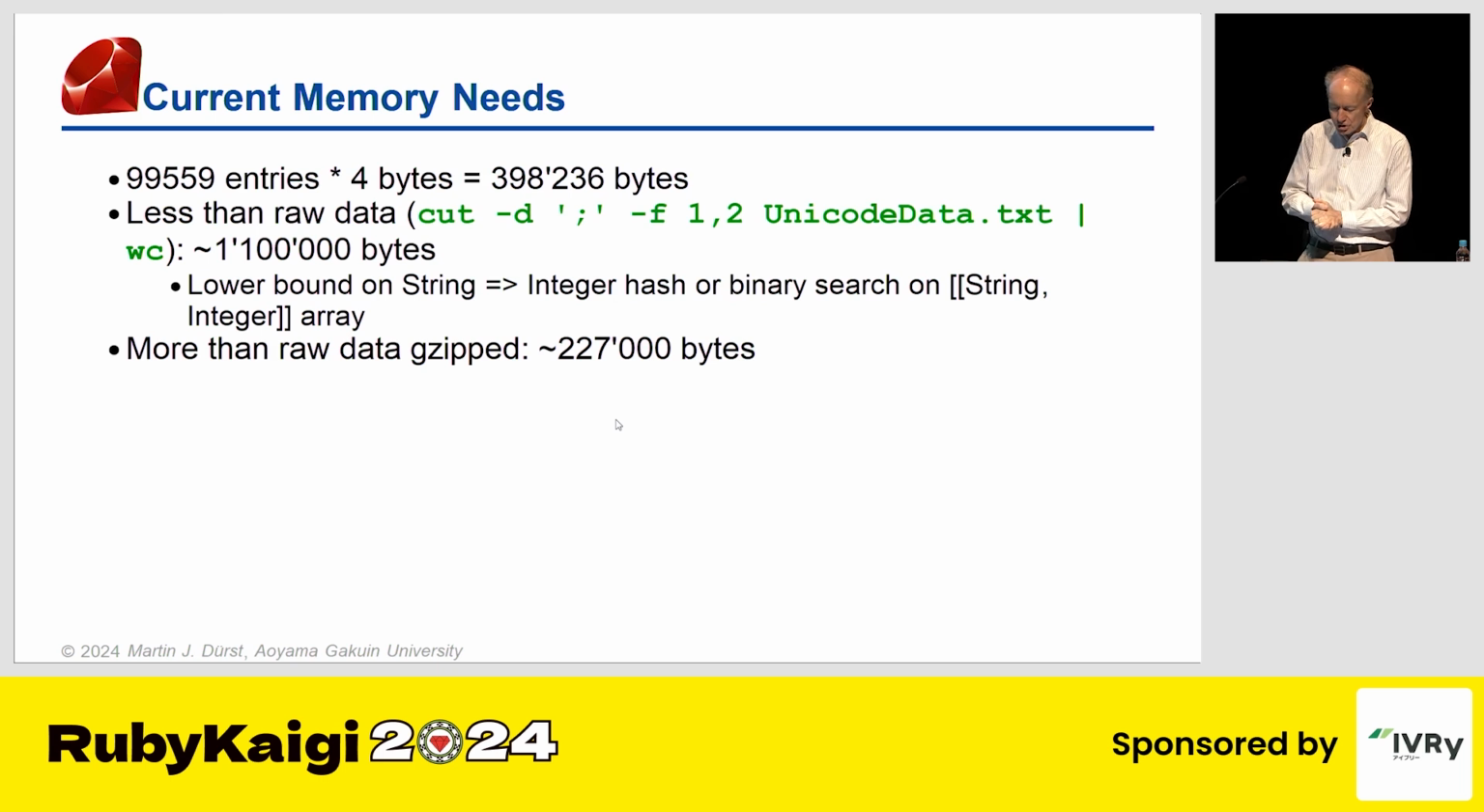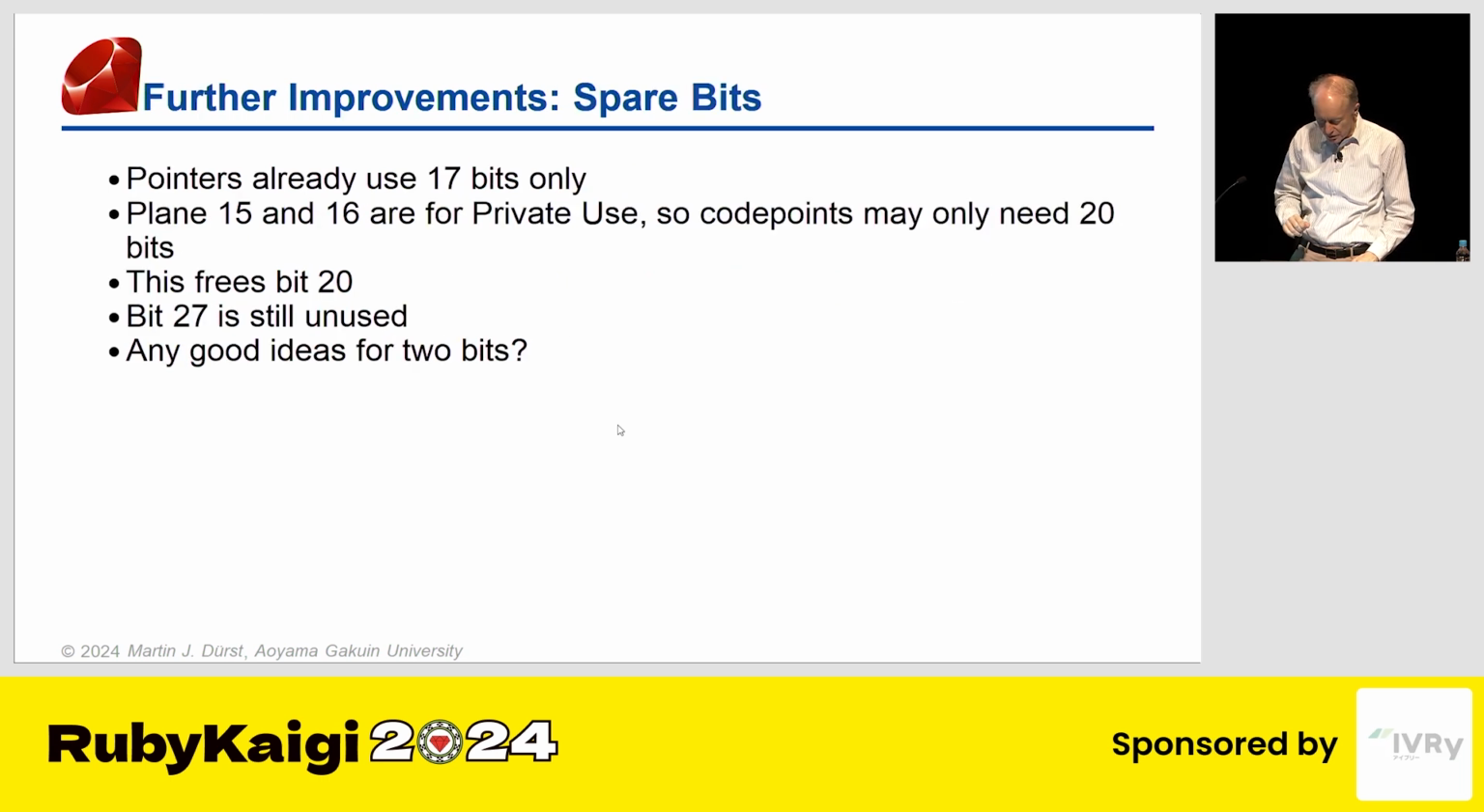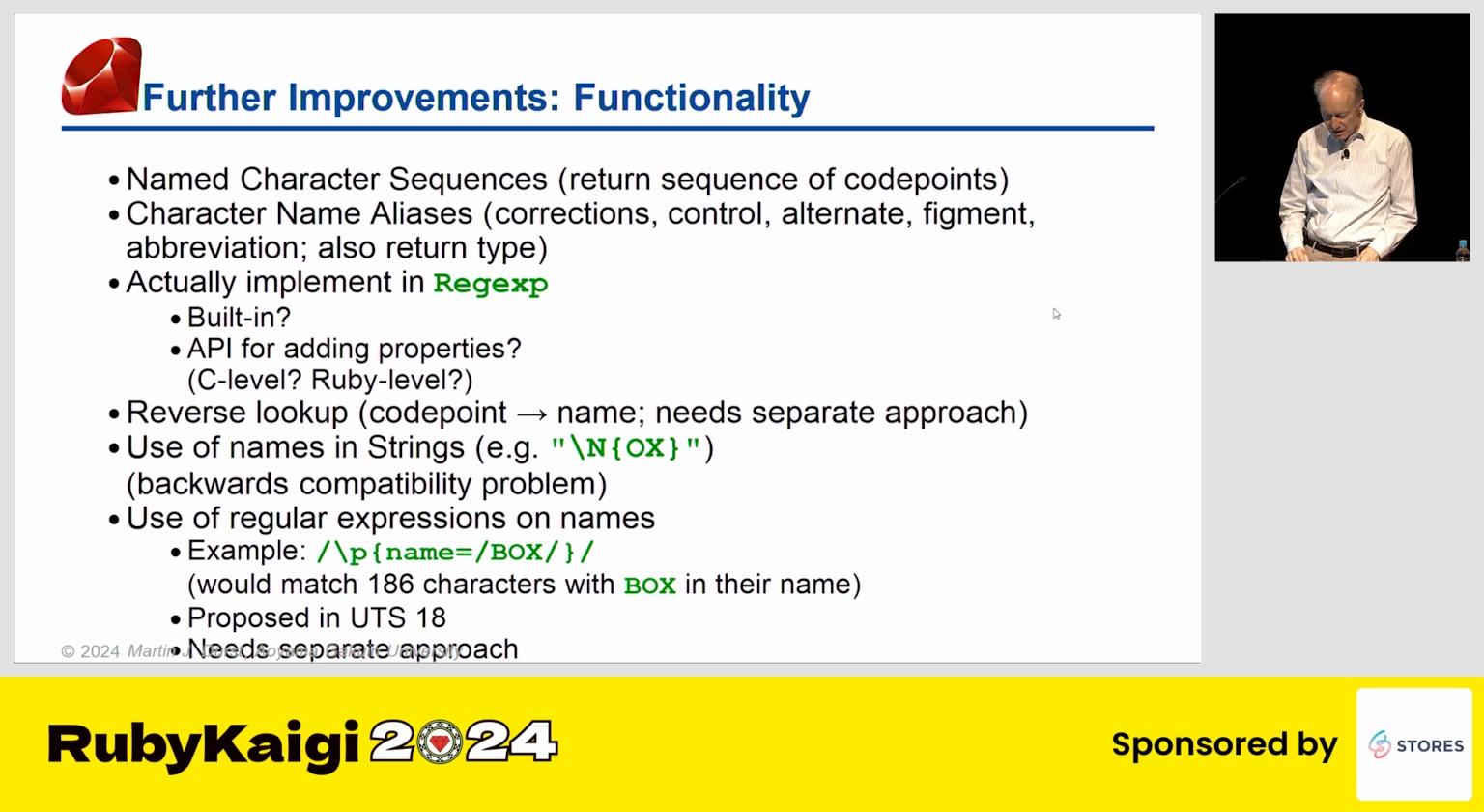There's actually research on how to use some gzip-like encodings and then still be able to jump in somewhere. But that's very complicated stuff that I didn't want to go into. Further improvements: we still have some bits we can free up. If we have some additional ideas how to use these bits, then we can squeeze things more. We can look at more functionality, for example, character sequences, and so on.